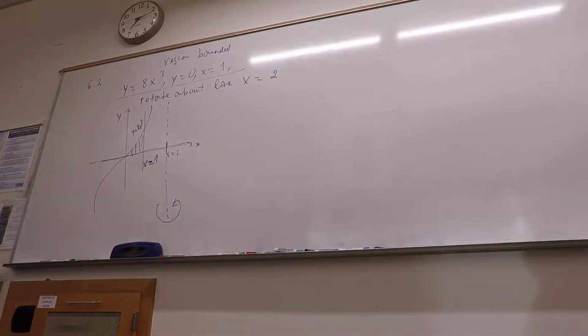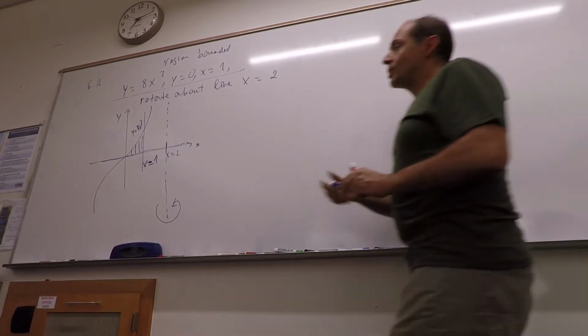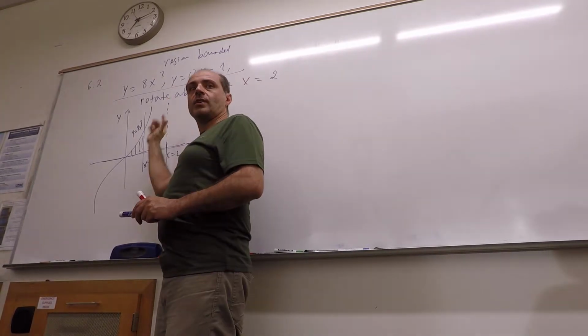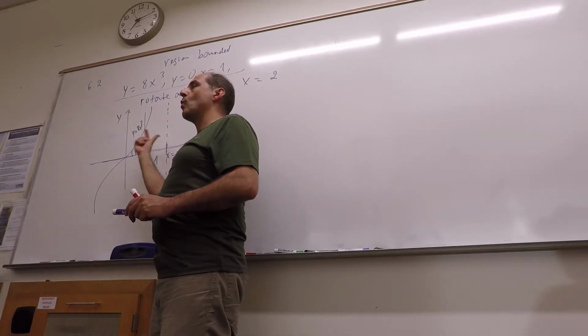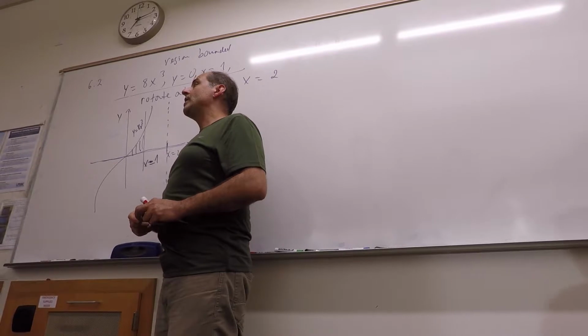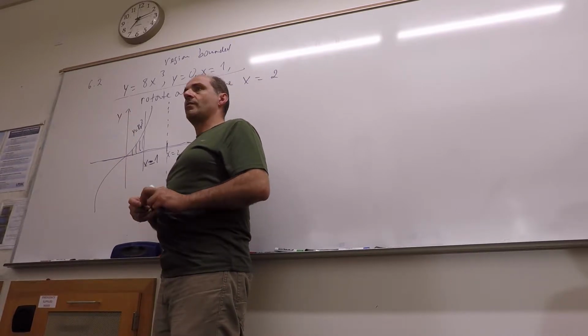Is this a washer or just a disc? How do we know it's a washer or disc? There's a gap. There is space in between the rotation axis and the region, some empty space, so it's a washer. Right. So we need 2 radii instead of 1, right?